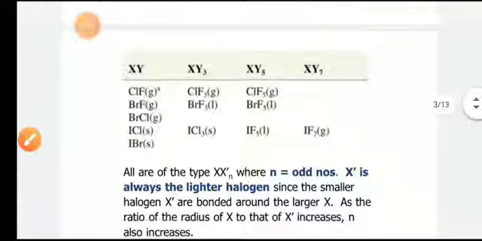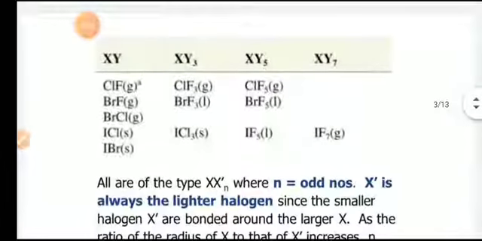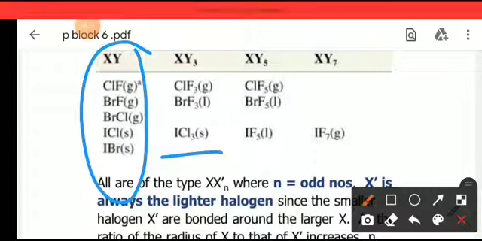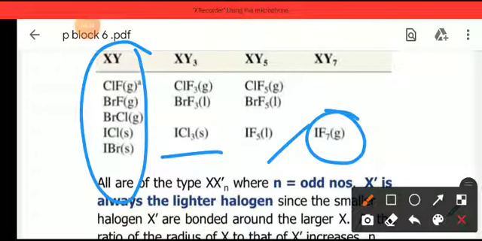In this chart I have given some examples of XY, XY3, XY5, and XY7 interhalogen compounds, showing which compounds form each type. Remember, in the case of XY7, IF7 is the only example of that type of interhalogen compound.